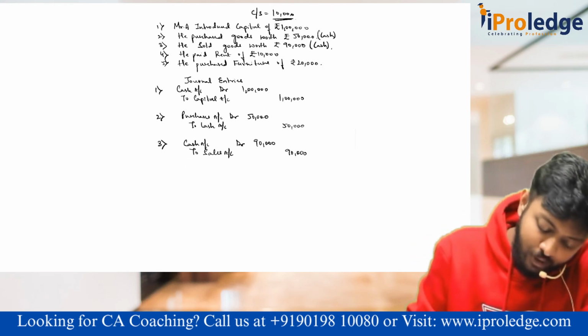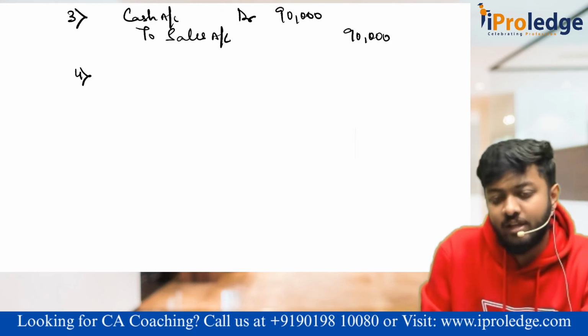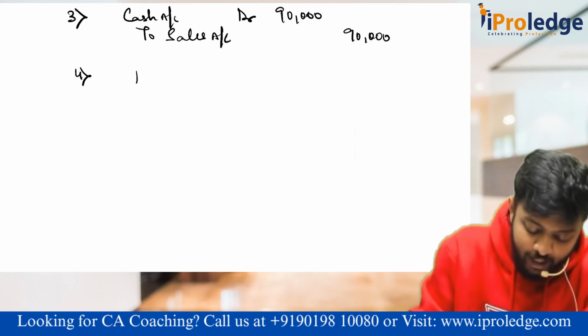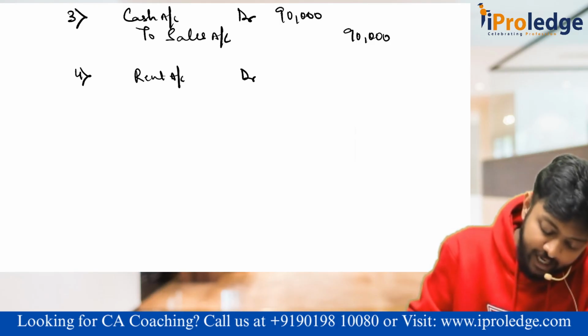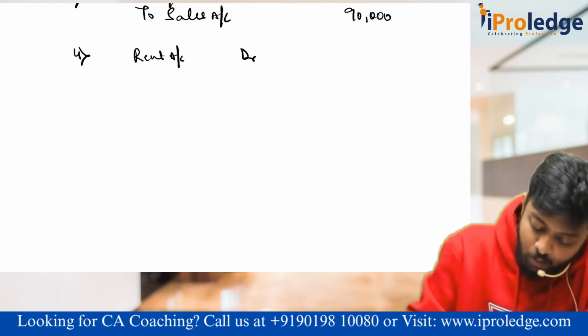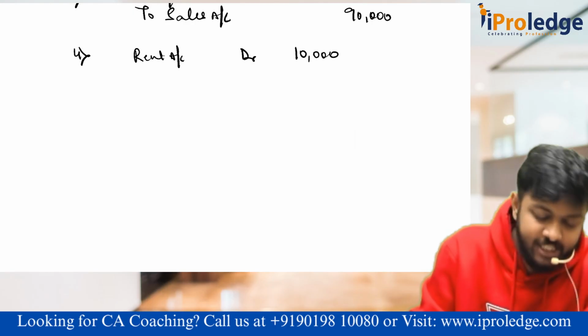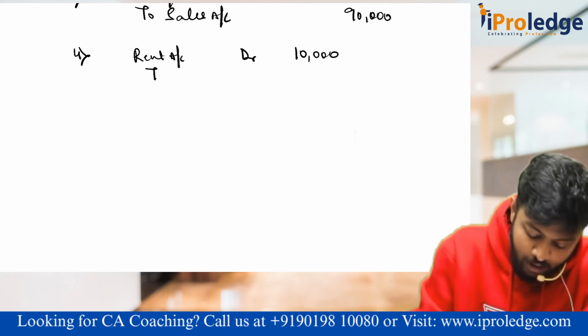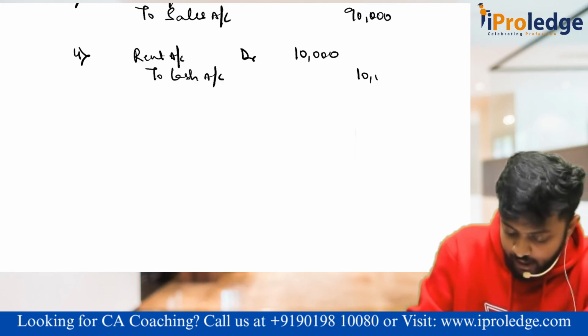Then third transaction also recorded. Fourth one is he paid rent. Rent is an expense, increasing. Expense increasing, debit. So rent account, debit. How much rent did I pay? 10,000. The moment I'm paying rent, my cash is decreasing. So cash is an asset, decreasing, credit. So to cash account, it will be 10,000.